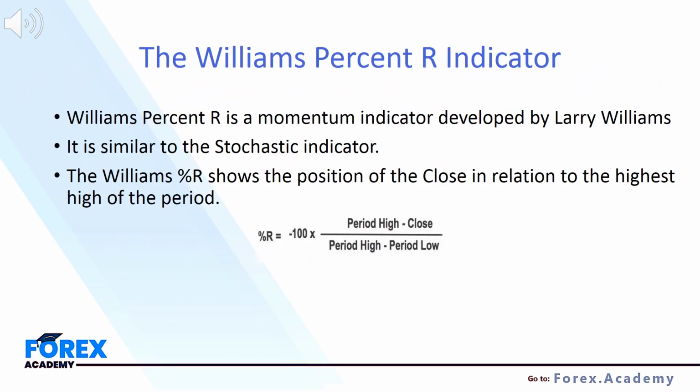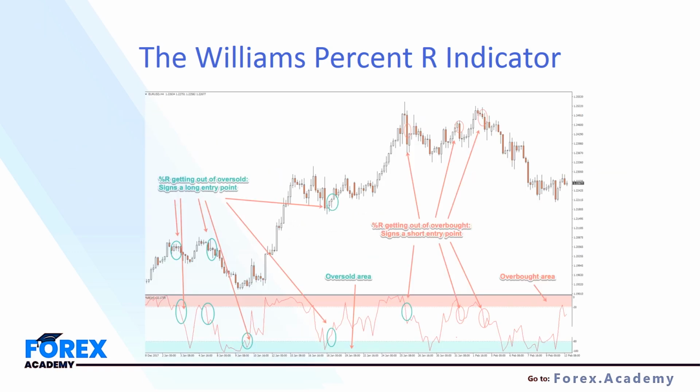Williams %R is a momentum indicator developed by Larry Williams, which is similar to the stochastic indicator. The Williams %R shows the position of the close in relation to the highest high of the period. The formula is -100 multiplied by period high minus close divided by period high minus period low. Therefore, this oscillator moves from -100 to 0. Values below -80 are oversold levels, while values from -20 to 0 are overbought.